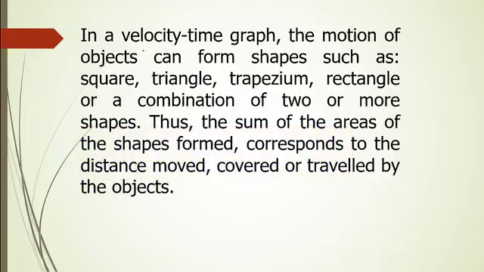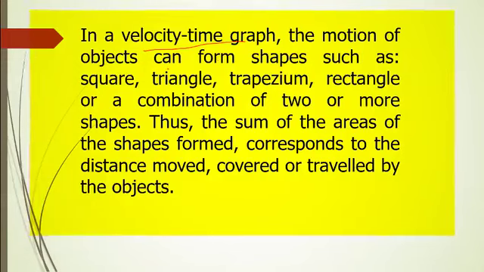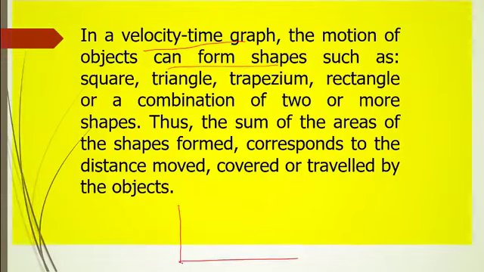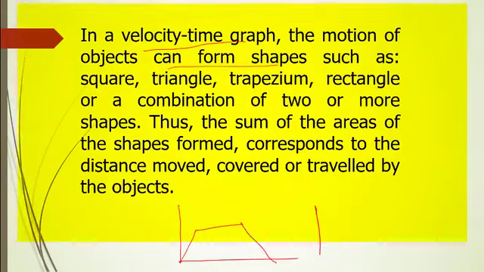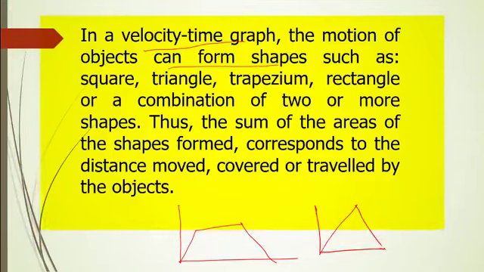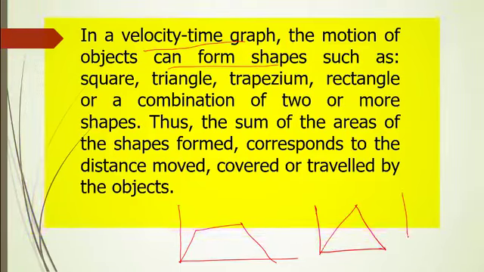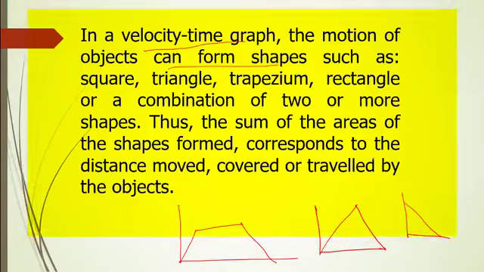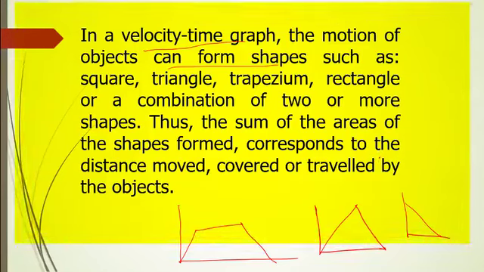Also, in a velocity time graph, the motion of objects can form shapes. You can have something like this, a velocity time graph where shapes are formed. You have something like this, which is a trapezium. You can have something like the motion that will just look like this. This is a triangle. You can also have something like this, and so on and so forth. Right angled triangles, they can form shapes such as squares, triangles, trapeziums, rectangles, or a combination of two or more of those shapes.